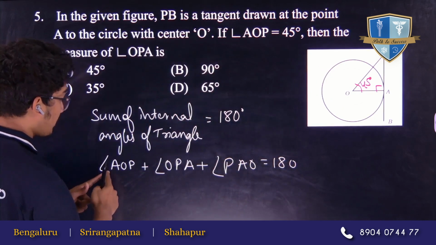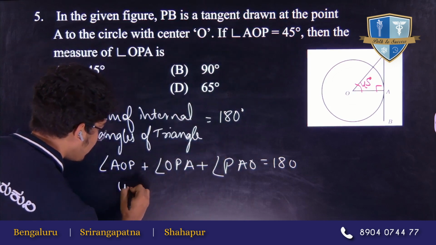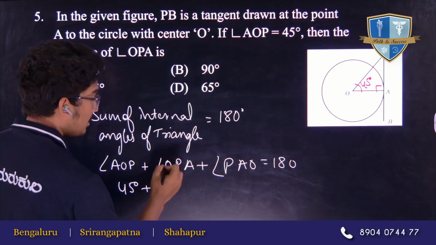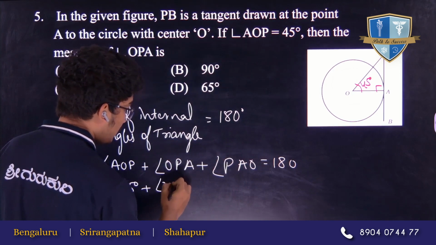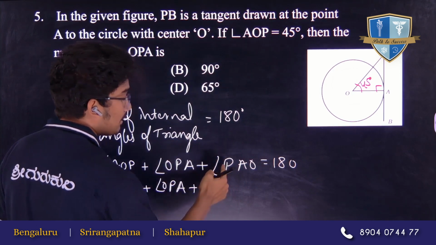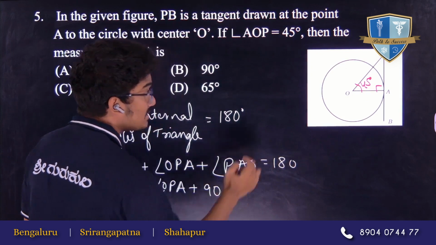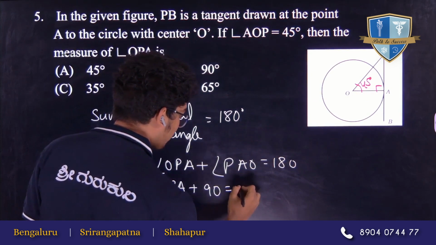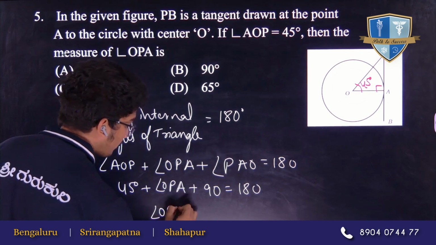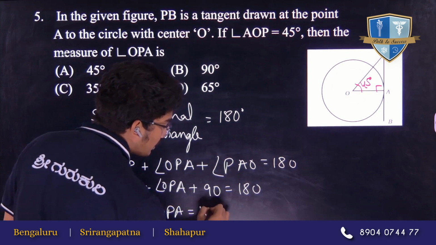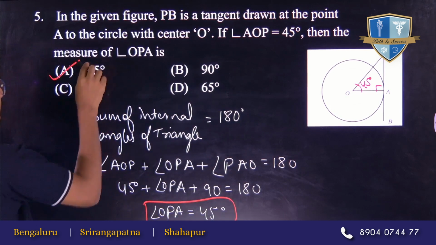So angle AOP, which is given in the question, is 45 degrees, plus angle OPA, which we are supposed to find, plus angle PAO, which is 90 degrees since PA is a tangent, equals 180 degrees. So from here we will calculate angle OPA, which will be equal to 45 degrees. So our correct answer will be option A.